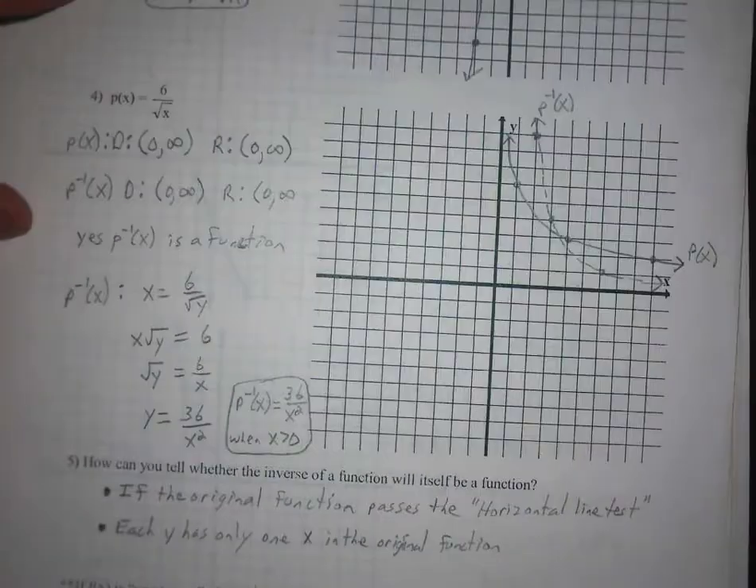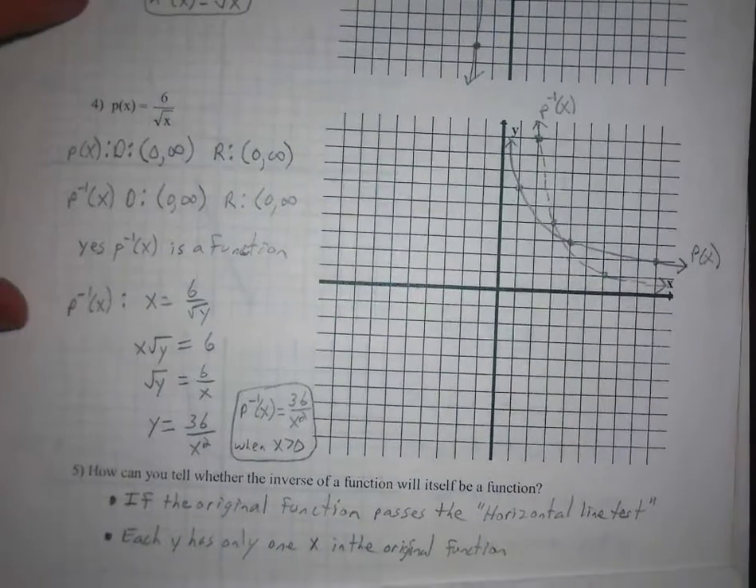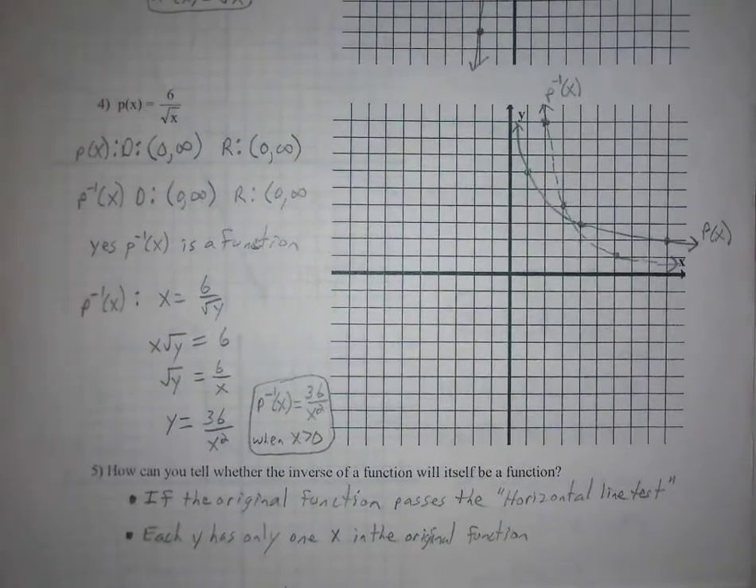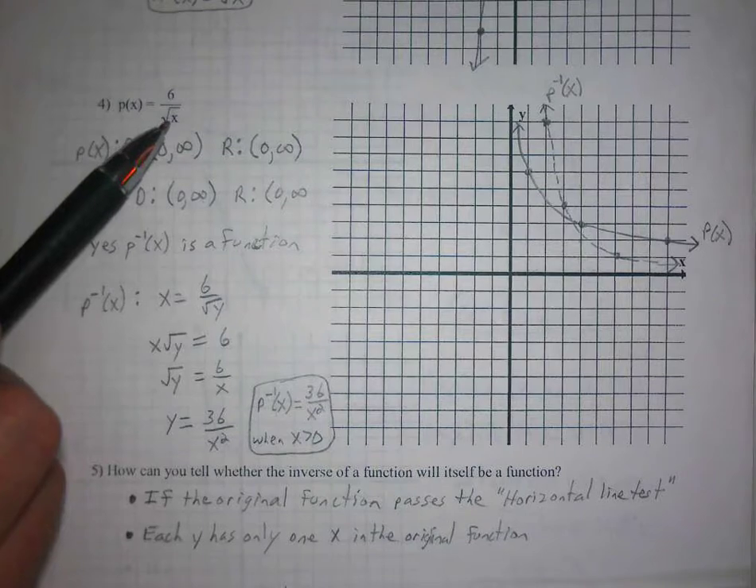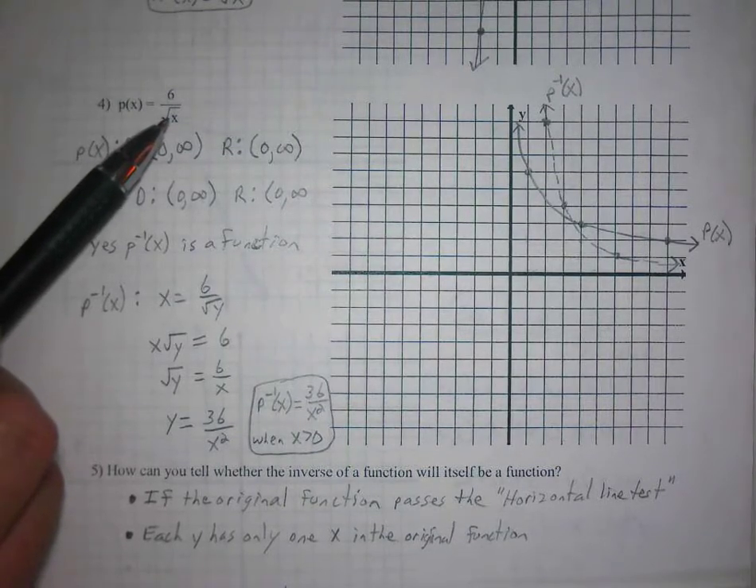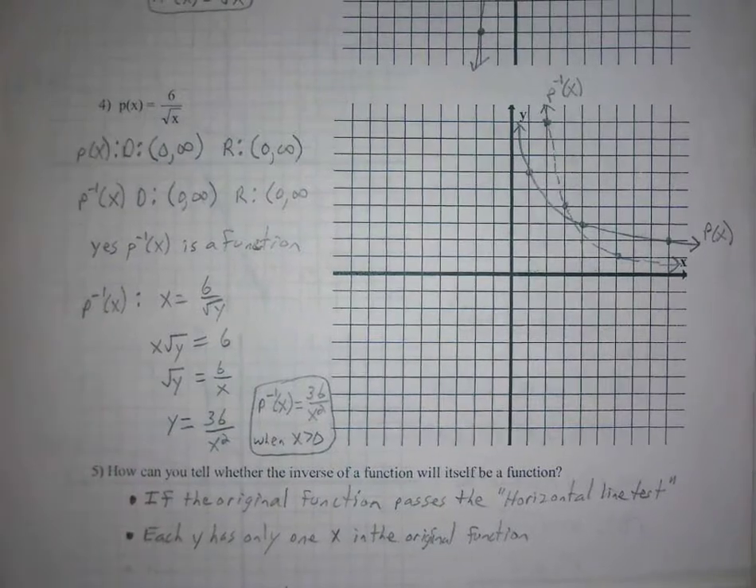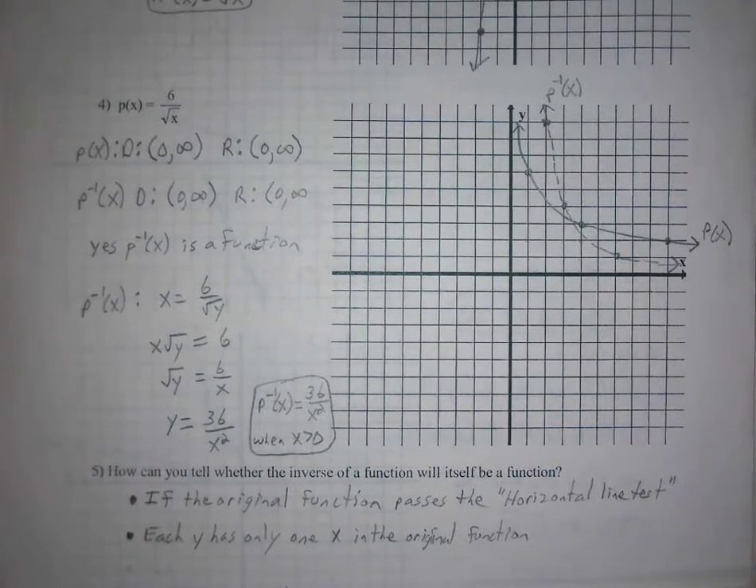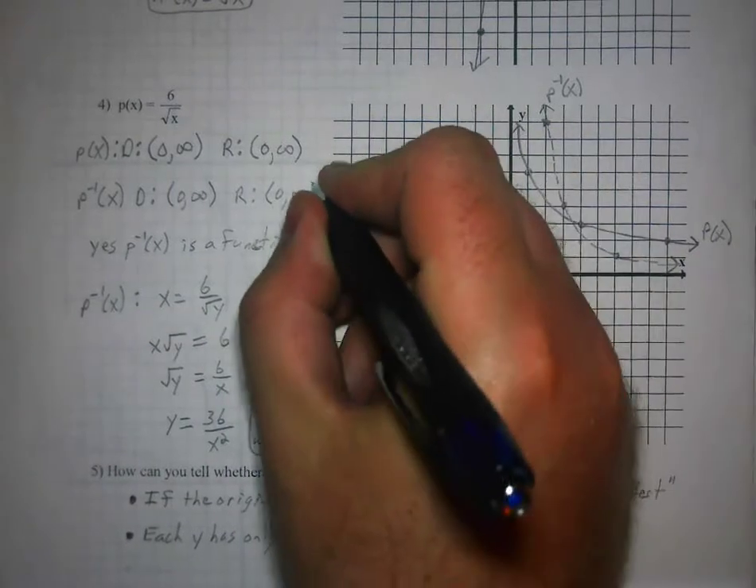And then number 4. We have a square root of x in the denominator, so that means x has to be greater than 0 in order to get answers. So this one's kind of a weird graph with its inverse. Oops, I forgot to put parentheses there.